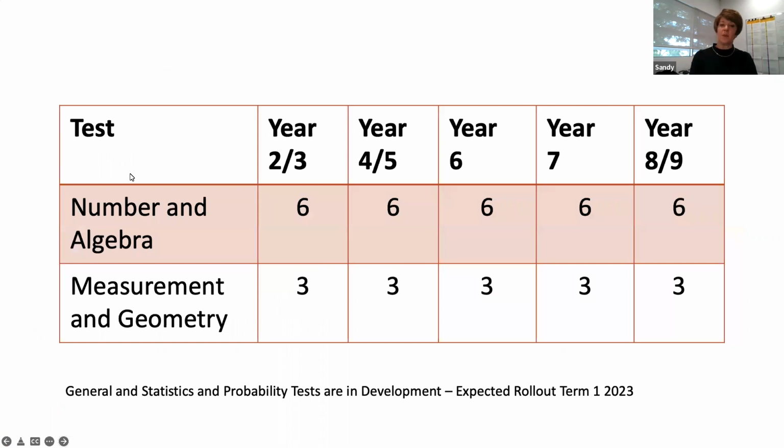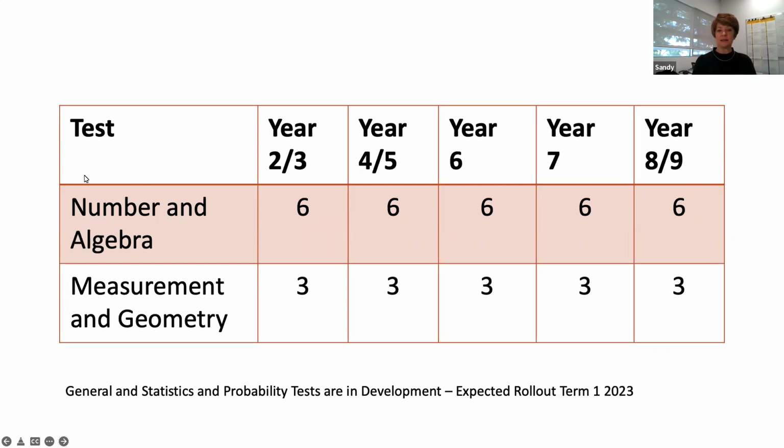We've structured the tests so that they come in pairs of years. So year 2, 3, then 4, 5. Then we've split 6 and 7 because it's a bit complex with some students in primary, some in secondary. And then we've got a pair 8, 9. In each of those instances, we have 6 number and algebra and 3 measurement and geometry tests. So there are a lot of tests for you to choose from.